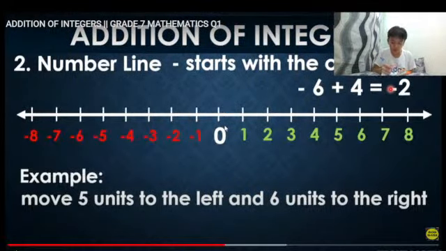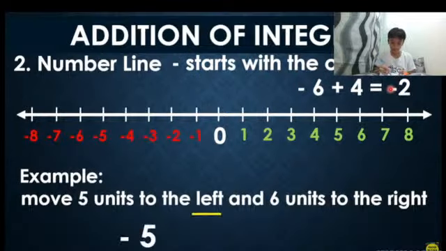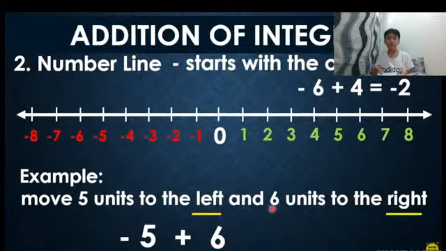Move 5 units to the left. 1, 2, 3, 5. Tsaka move 6 units to the right. 1, 6. So, 1 po yung answer. Dapat alam din natin kung paano i-represent. Okay? Since meron tayo ditong word na left, ibig sabihin negative. Negative 5. And then, right, so that is plus positive 6.